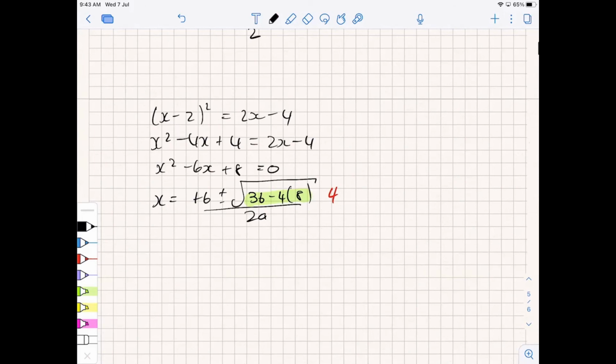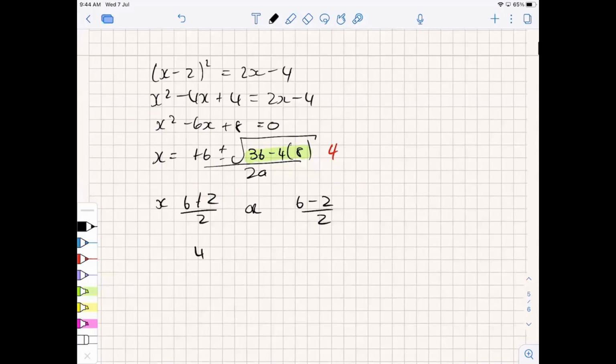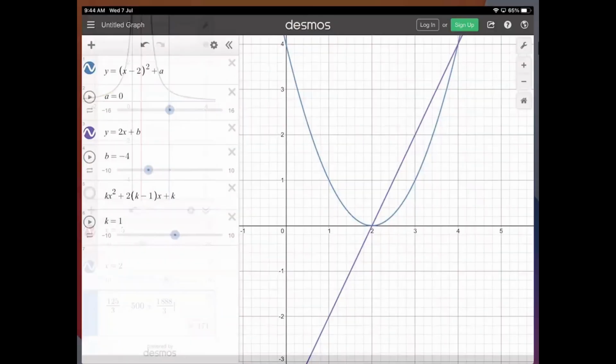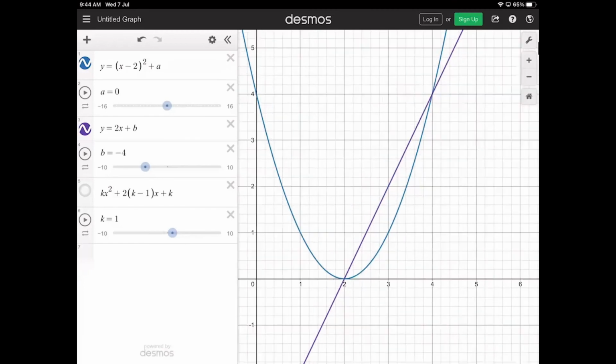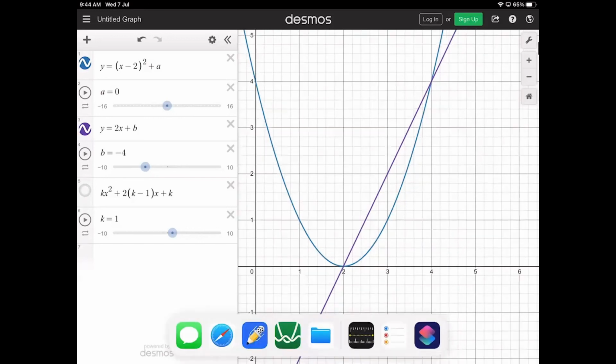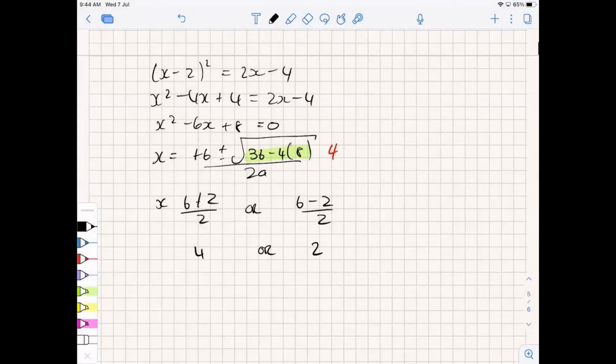So anyways, getting back to our solution here, you can see clearly that this time the discriminant is going to be equal to 4, which is a very nice number. You get plus or minus 2, which gives us our two very distinct solutions. We're going to get 6 plus 2 over 2 or 6 minus 2 over 2, which is going to give me 4 or 2. And if we go back to our graph for a second, you can clearly see at x equal to 2, I have a point of intersection, and at x equal to 4, I have a point of intersection.